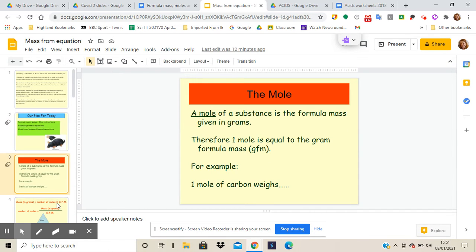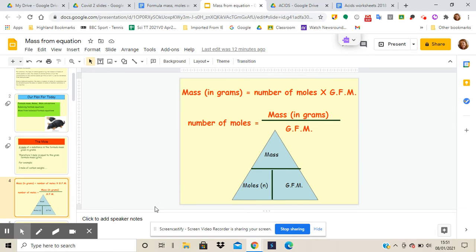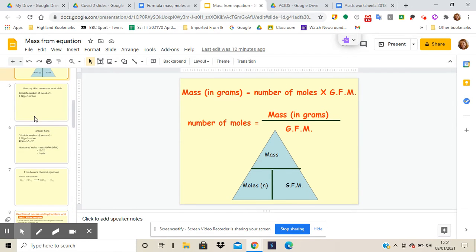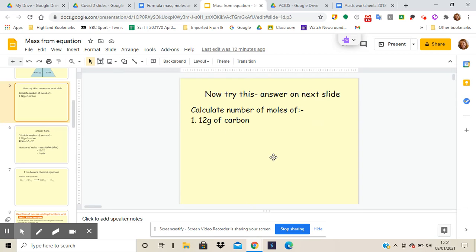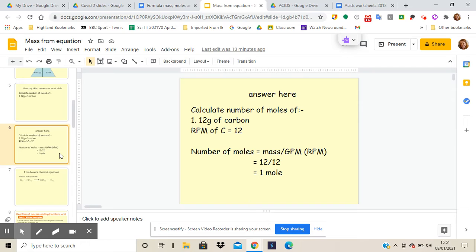So recap on what moles are, recap on this triangle. There is a little bit of a recap on just calculating out the number of moles of a substance if you're given mass. And if you've forgotten how to do it, I've given you a recap.